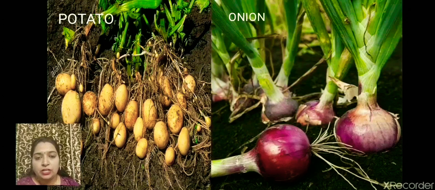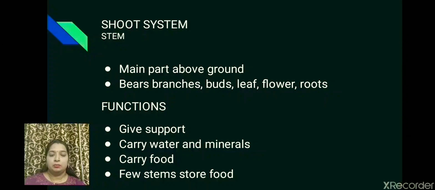Now children, I told you that the stem grows above the ground, but there are some stems which grow below the soil. They are called underground stems. Examples of underground stems are potato and onion, but most of the plants have stems above the ground.